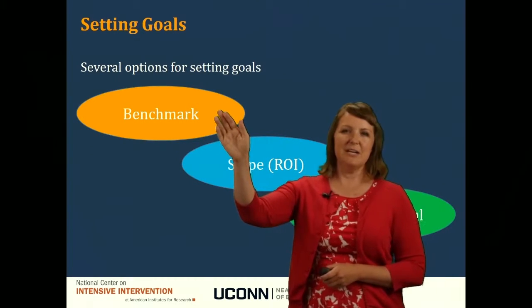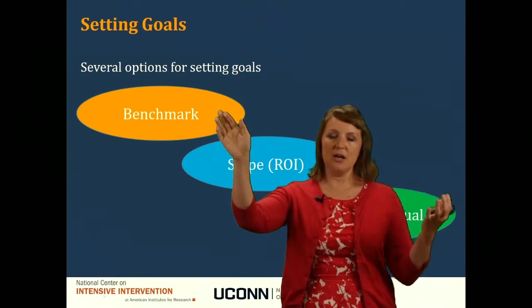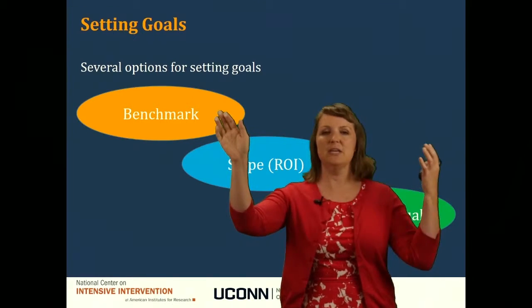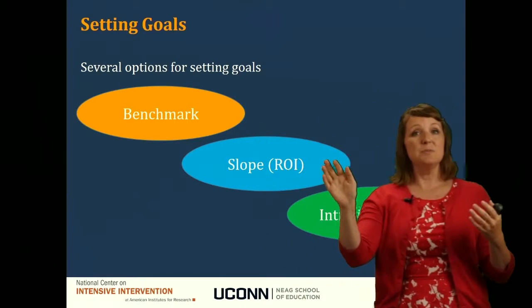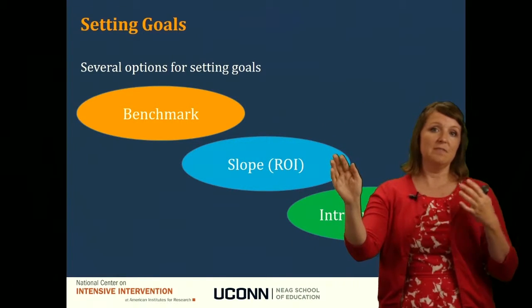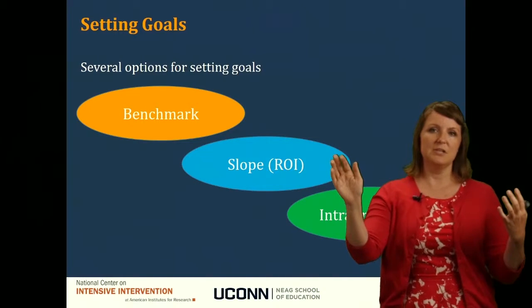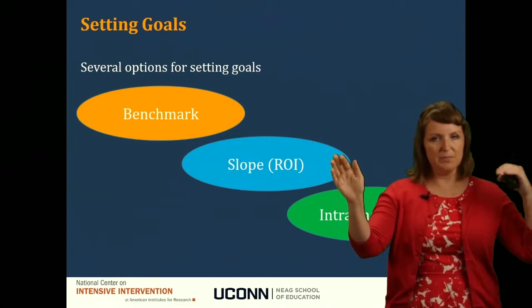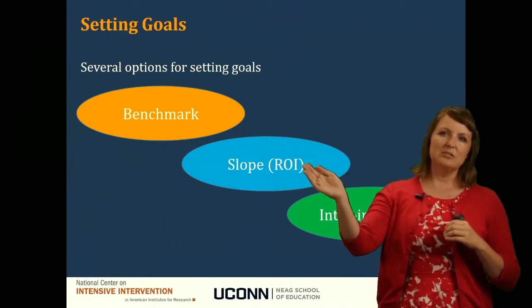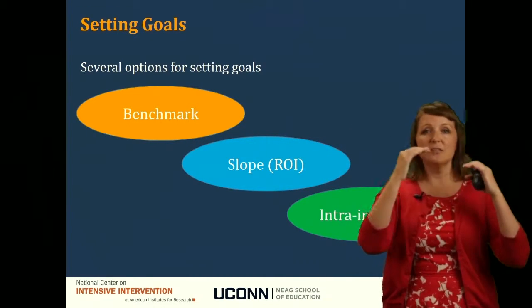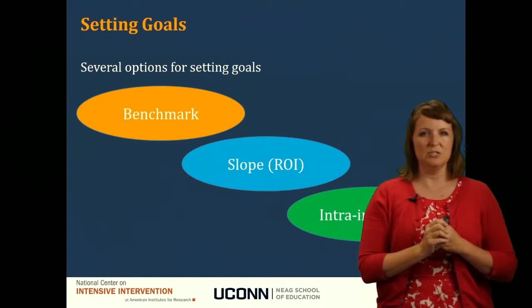Now, benchmark data is given to you. It's based on a set of national norms. Here's where the average student at this grade level should be performing. Slope data is also given to you. You're given a slope based on national norms. Here's the average growth that we would expect for students from week to week. But then you add that slope data to the student's baseline. So there is a little bit of variability there from student to student.